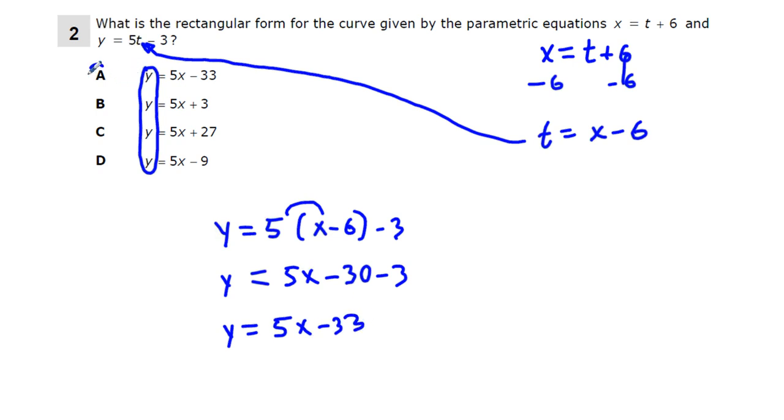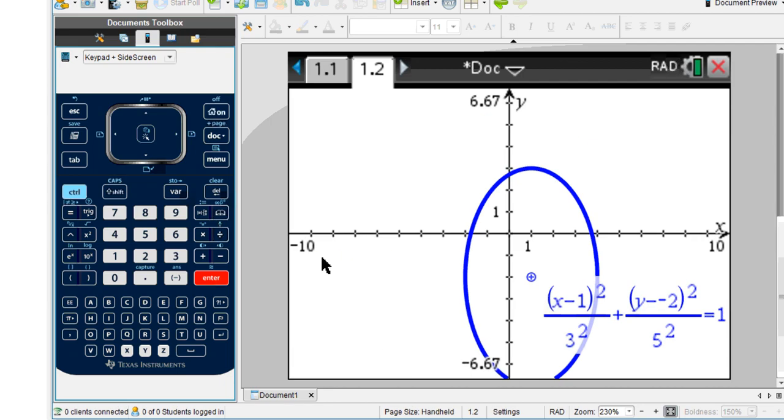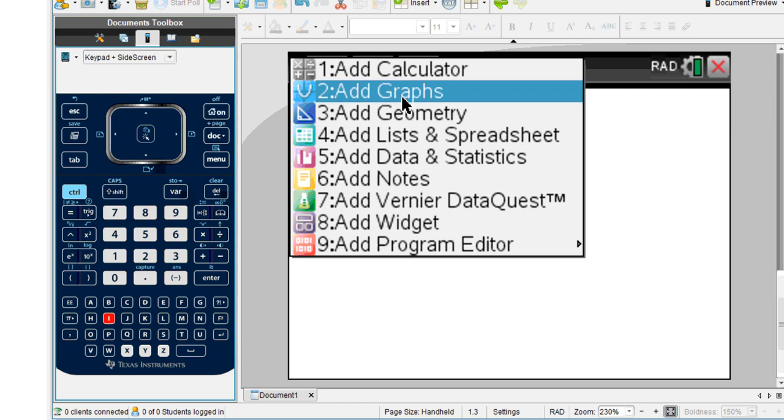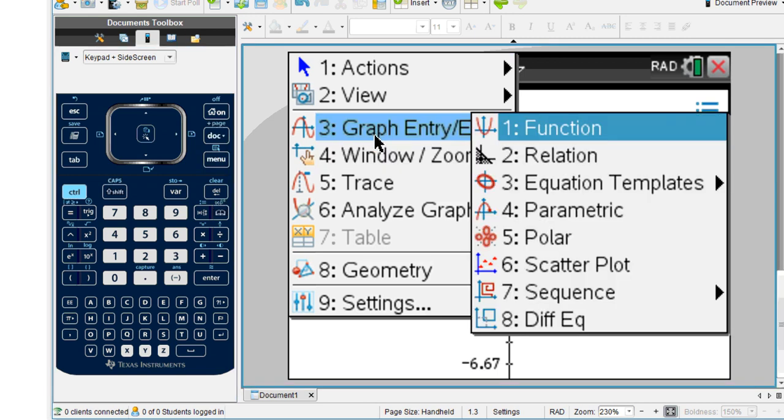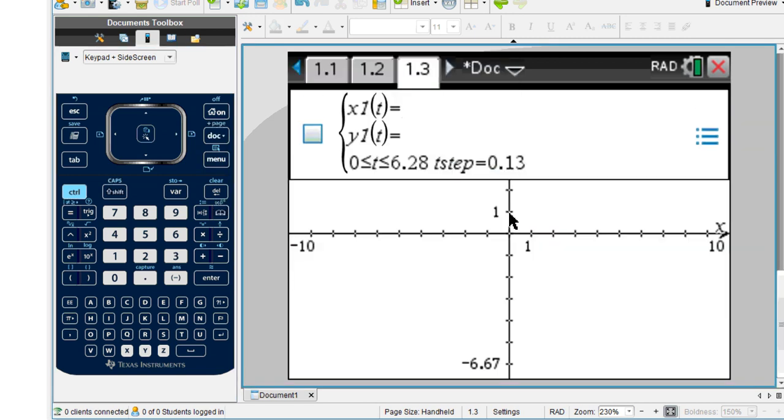So that's going to be answer choice A. And this is very easy also to graph parametrically in your calculator and see which one best matches. So to do that, again, we go to our calculator. There we go. And I'm going to go Control I. We add graph. We go to Menu, Graph Entry Edit for Parametric.